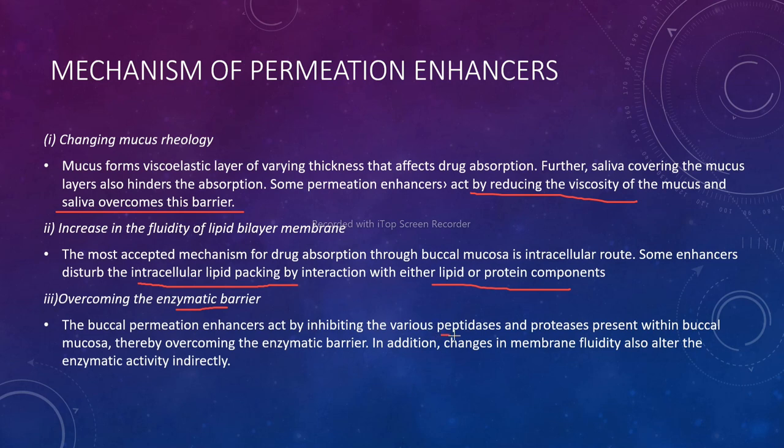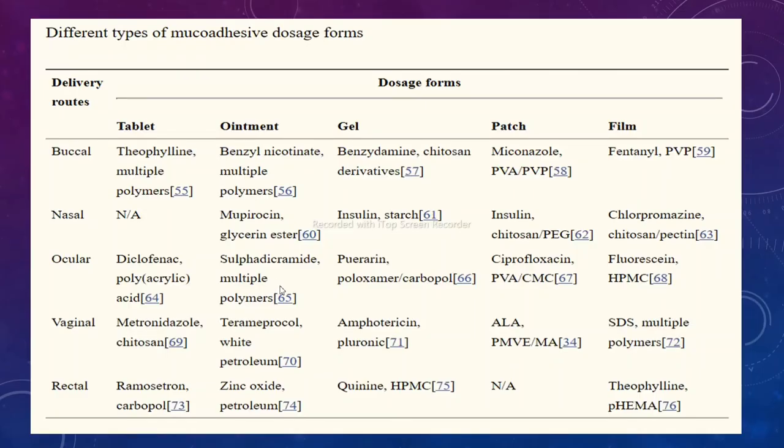So these are some of the enzymes. They interact with it and they overcome this barrier. Okay, that's it, just a simple way. No need to go deep into this. Now, different types of mucoadhesive dosage forms. I will show this with one article, which will be much better. So just the general things which I have tried to recollect from here.